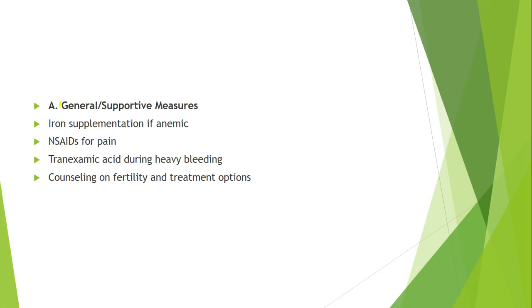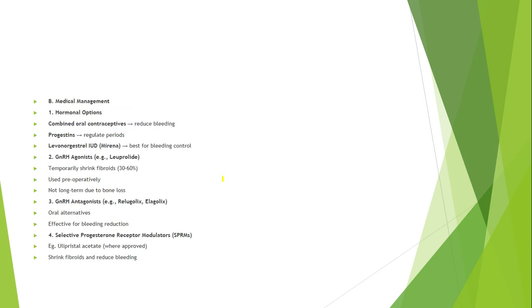So first on our list is general slash supportive measures. Here you give iron supplementation if the patient is anemic to boost red blood cell production. You give non-steroidal anti-inflammatory drugs for pain. You give tranexamic acid during heavy bleeding. Counseling on fertility and treatment options.